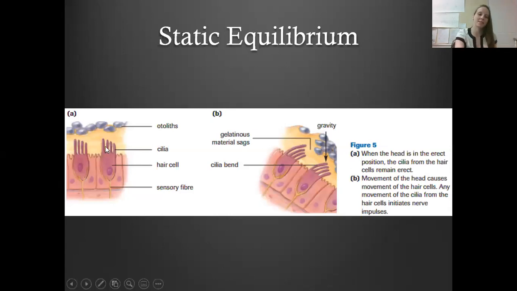So this is what it looks like. This would be inside of the utricle or saccule, one of those sacs. So we have the hair cells here with the little stereocilia sticking up. This yellowish area is the jelly, and then you have the otoliths, those little granules on top. And then if the person tilts their head, the otoliths are going to fall down due to gravity, so they're going to slide downwards. That pulls the jelly with it, and that's going to bend those little hair cells that are stuck up into the jelly, and that stimulates them to depolarize.